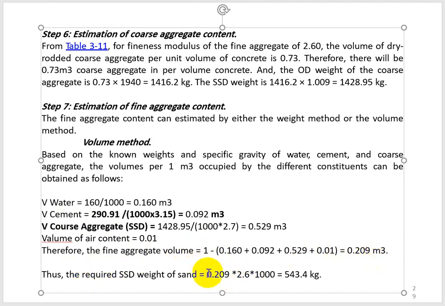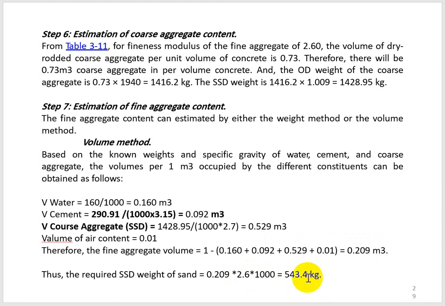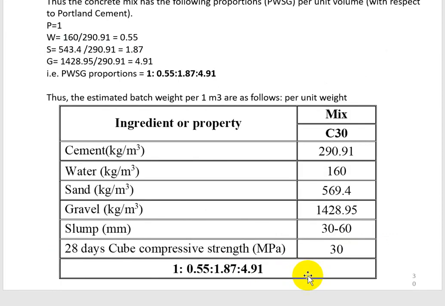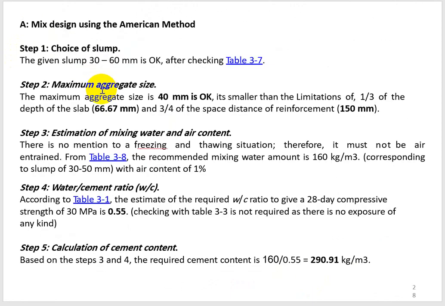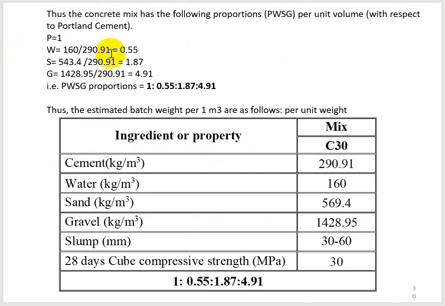And if we subtract all these volumes from 1 cubic meter, then we get the volume of fine aggregate as SSD, and then multiply that with the density, so we have the fine aggregate's weight, SSD. Once we have it, we could then divide everything over the weight of the cement. Okay, and we are all set. Then we get the proportions, and then we could fill that table and everything will be okay.